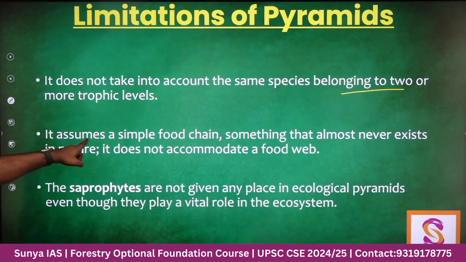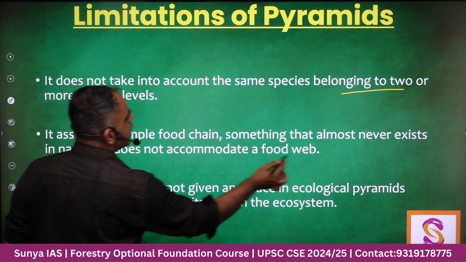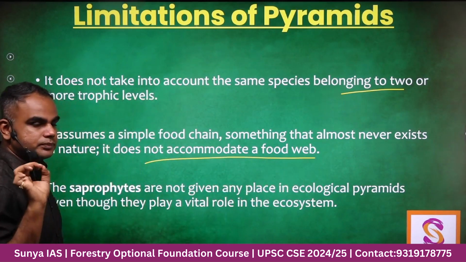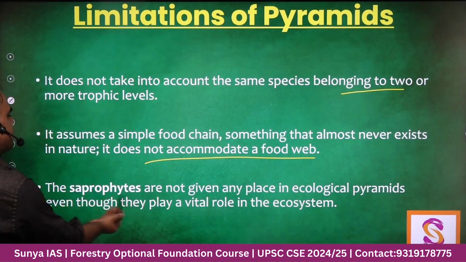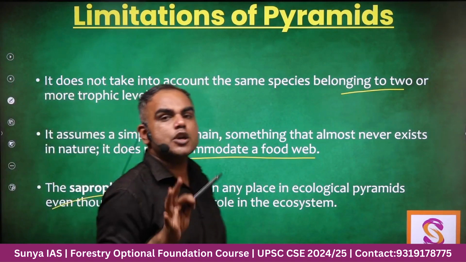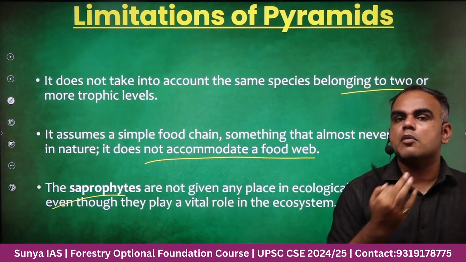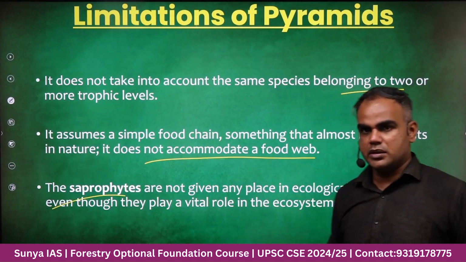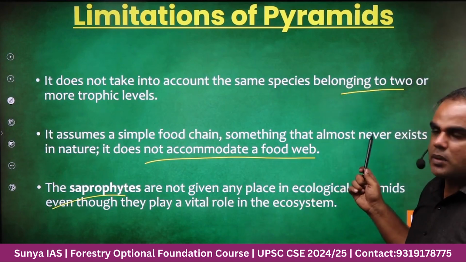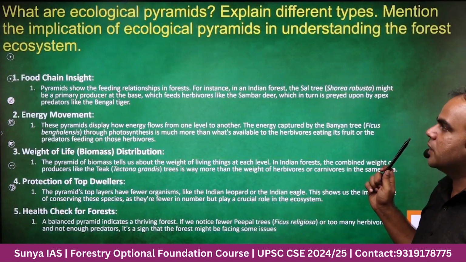Second, it assumes a simple food chain which does not exist. It does not accommodate a food web. And third, of course, saprophytes, etc., or these decomposers are not given proper role here in the pyramid, while they actually perform a very important role in the real world. So that is one thing that you have to understand in the limitations of pyramid.